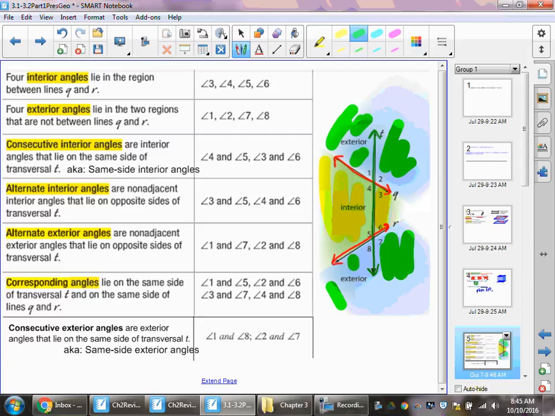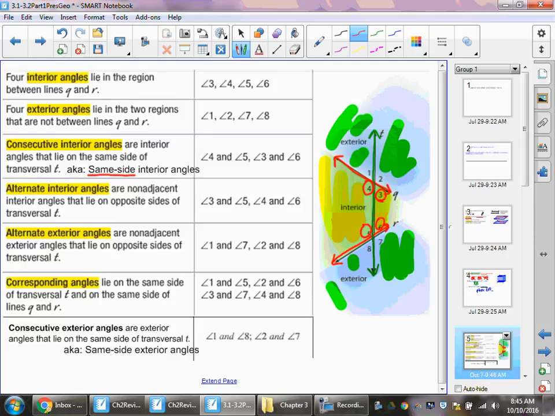You'll see these names, interior versus exterior, and these 5 names have the word interior or exterior in them. Consecutive interior angles, or same side interior angles, are angles that are in the interior of the 2 lines and are on the same side of the transversal. 4 and 5 are same side interior, and so are 3 and 6.